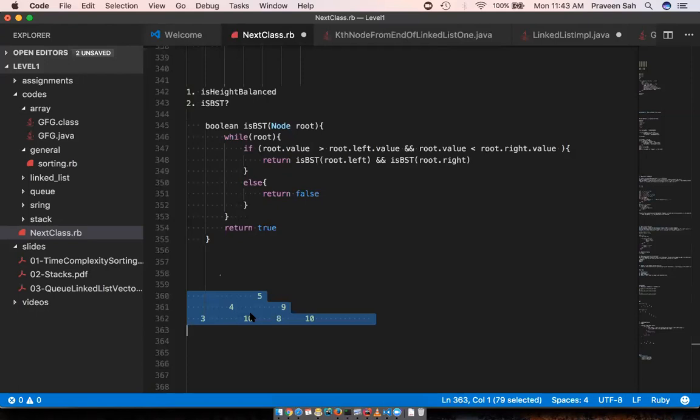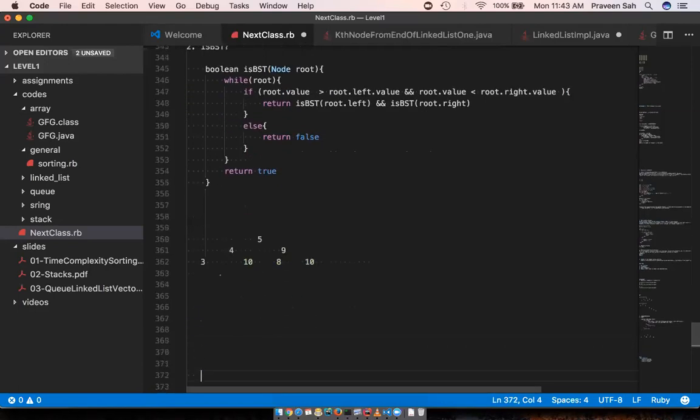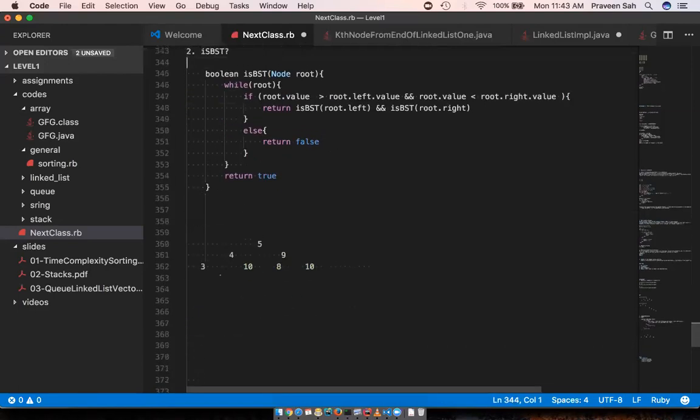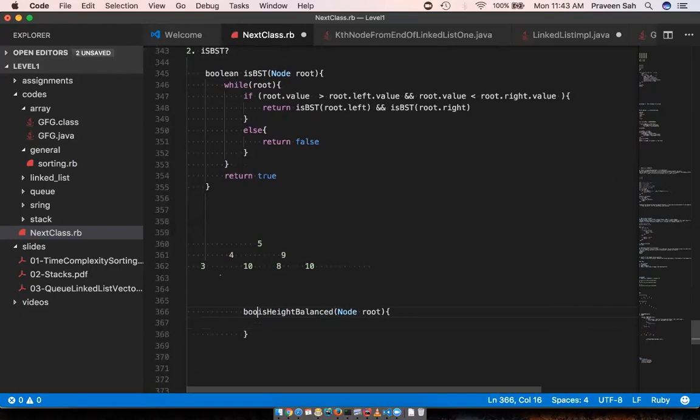So let's now discuss is balanced. Given a tree, you have to tell whether it is height balanced or not. Given the root node of a tree, you have to tell whether it is height balanced or not. And what is height balanced? Height balanced means the height of the left subtree and right subtree of every node should not differ by more than 1. Does everyone know what a height balanced tree is now? Yes. Yeah.